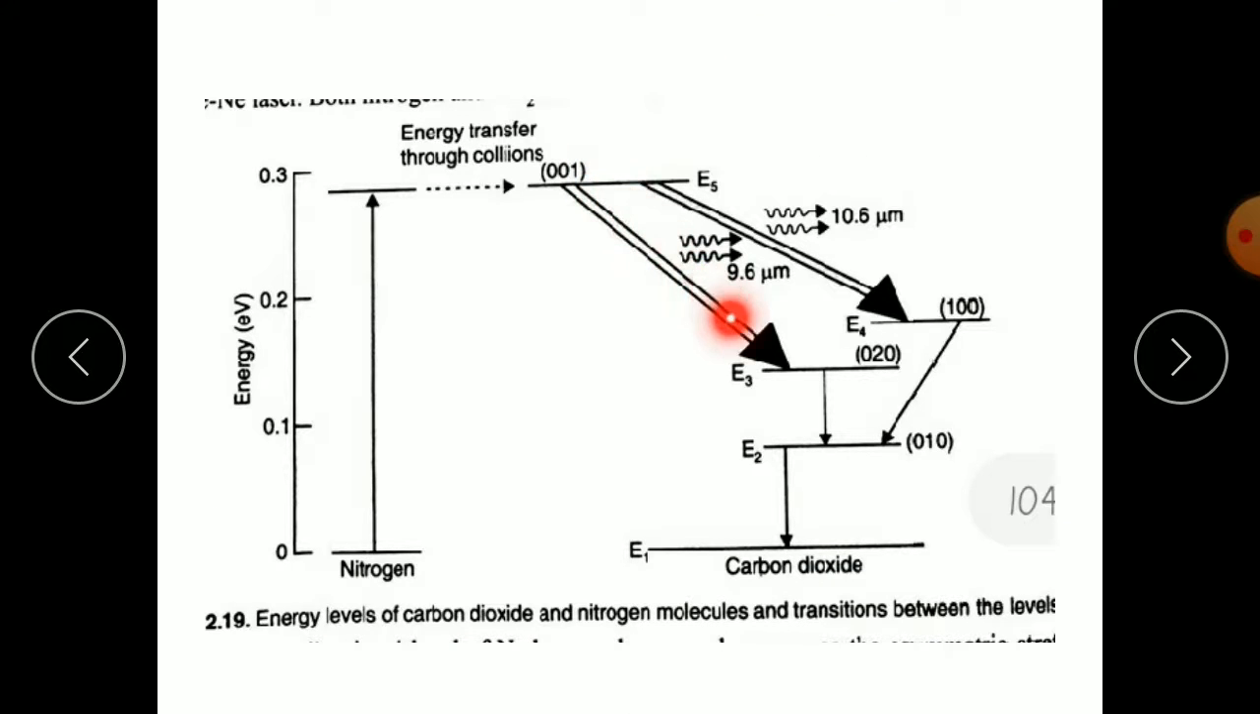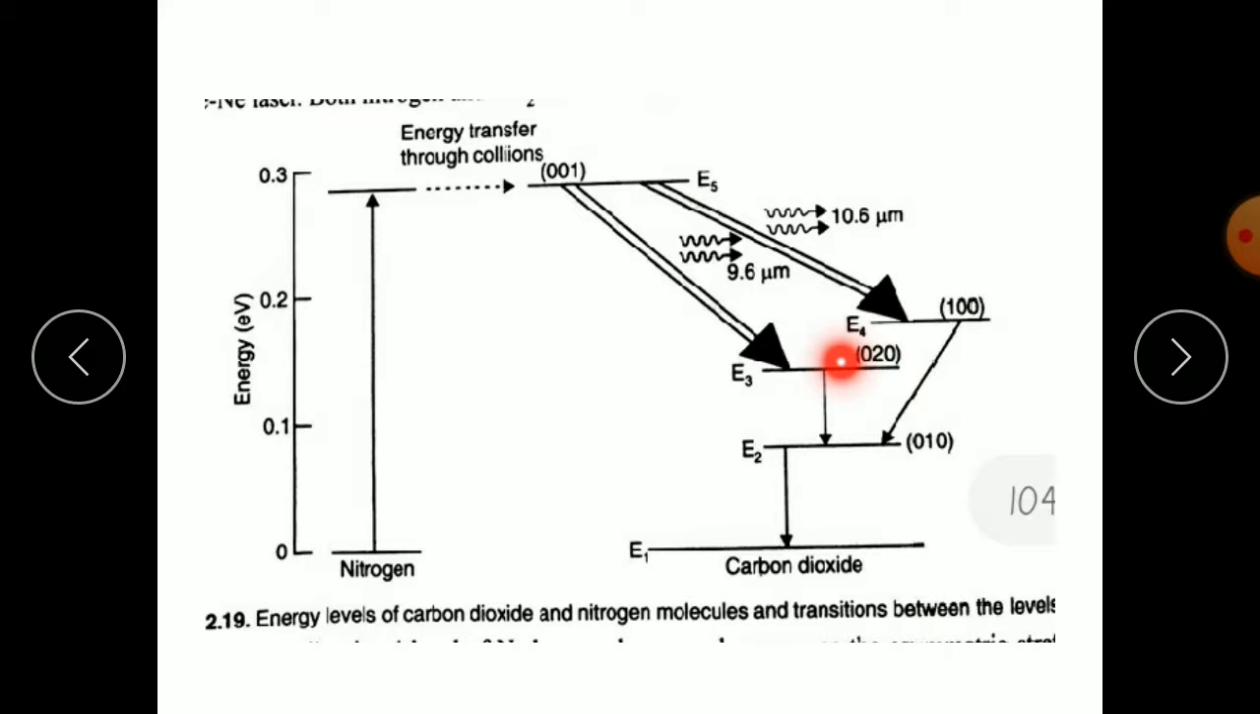As soon as the energy level E5 is populated, the transition takes place from E5 to the E4 level with the emission of 10.6 micrometer wavelength, and the transition from E5 to the E3 level also takes place with the emission of 9.6 micrometer wavelength. So these are the radiative transitions. These emitted wavelengths are in the infrared region of the electromagnetic spectrum. Again, E4 and E3 are also metastable states.